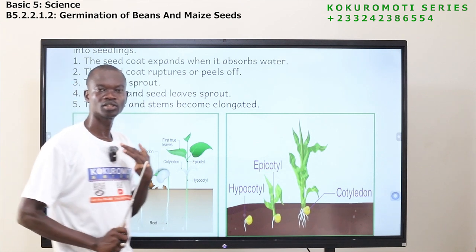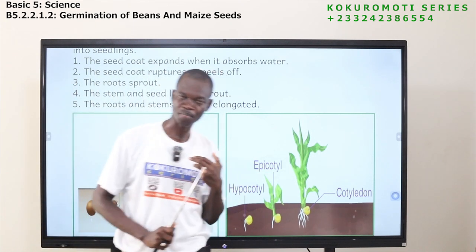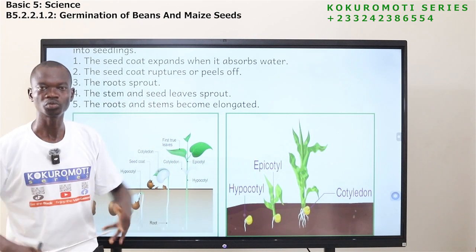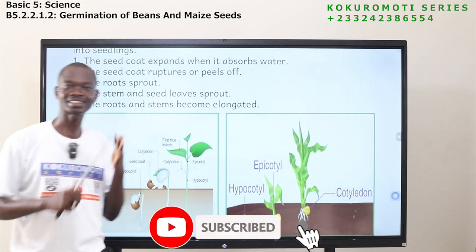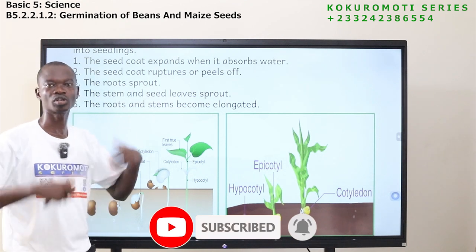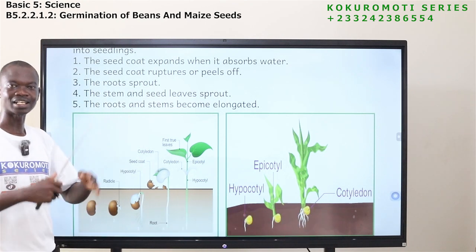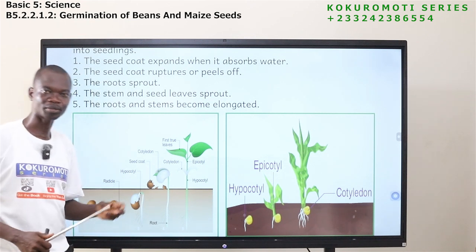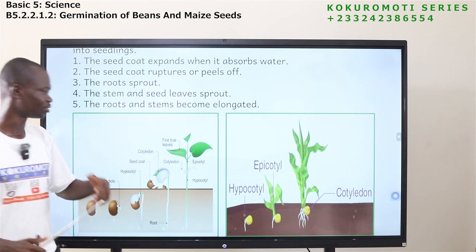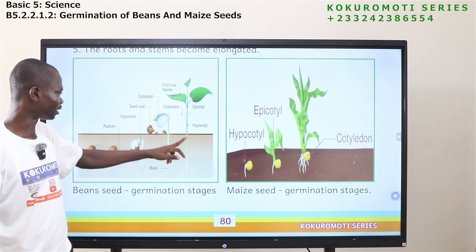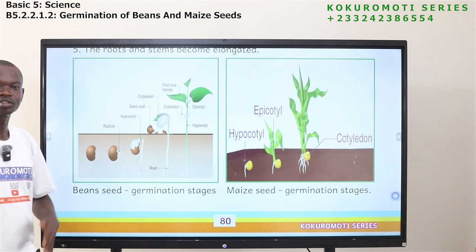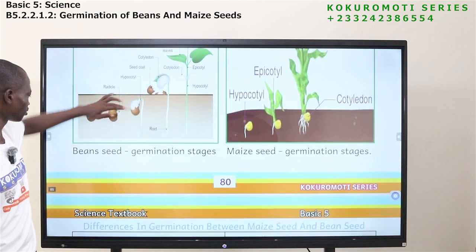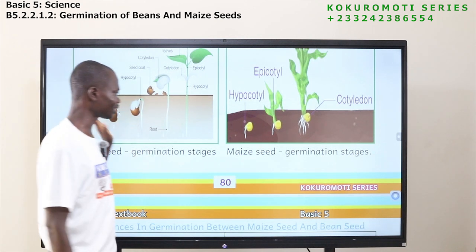1, the seed coat will expand when it absorbs water. 2, the seed coat will peel off. 3, the roots will sprout. 4, the stem and the seed leaves will also sprout. The last stage is when the roots and the stem become elongated. You see that at this stage, the roots will be growing long. This side too will become long. So this is how the germination stages of the bean seed look.